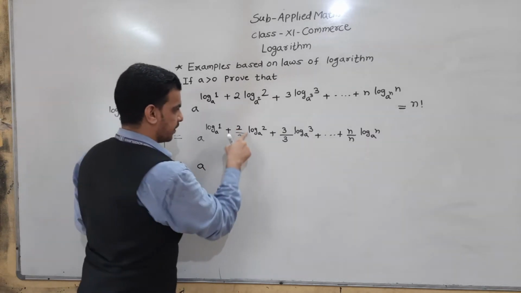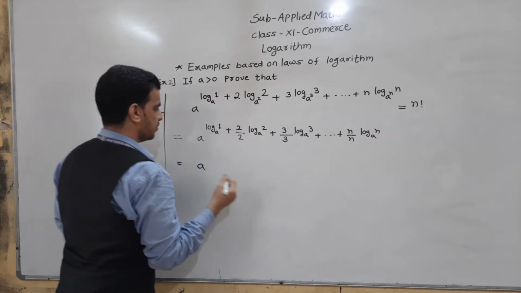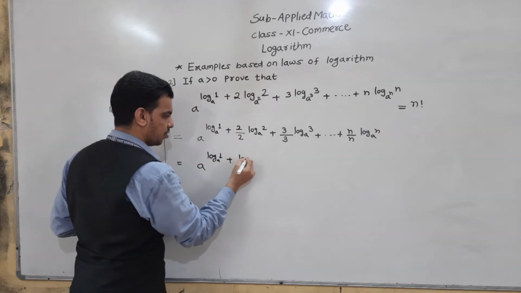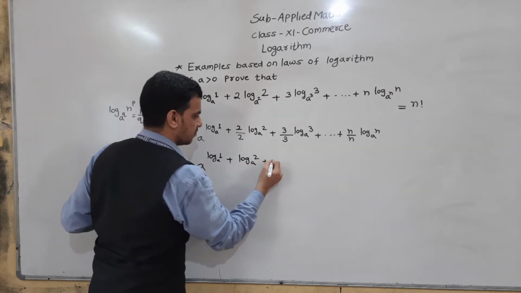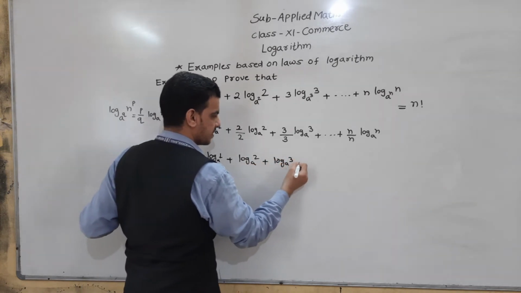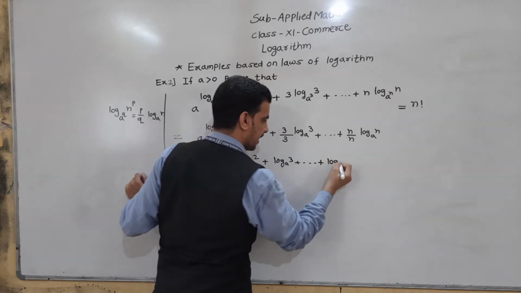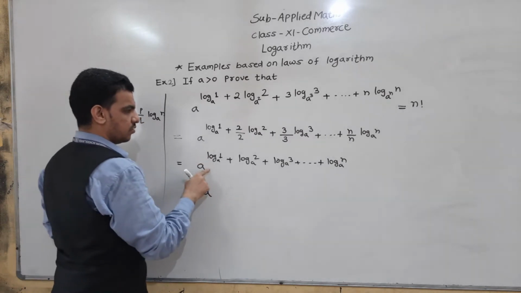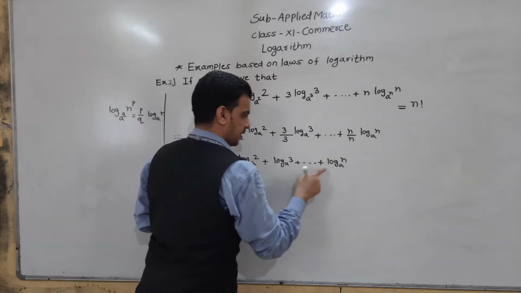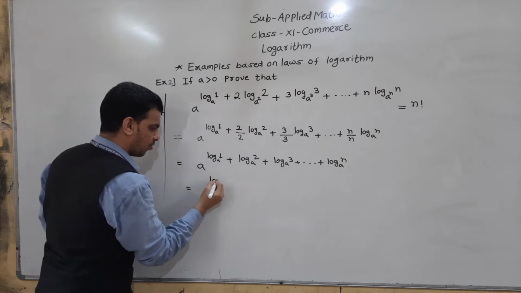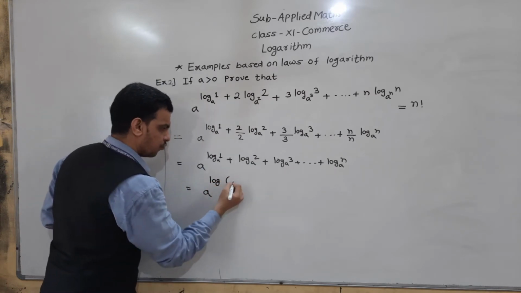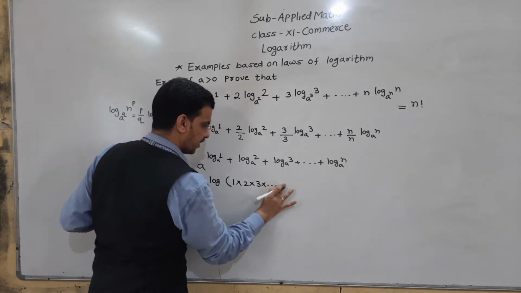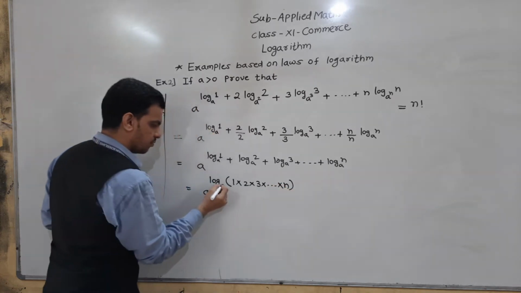Now this 2 by 2, 3 by 3, n by n, that is a 1. So what remains is only log 1 to the base a plus log 2 to the base a plus log 3 to the base a, and so on, up to log n to the base a. Okay. So a raised to, now these are in summation, so we can write log of 1 into 2 into 3 up to n to the base a.